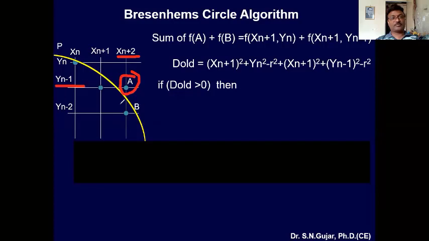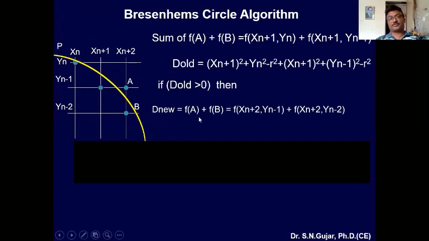And what is the coordinates of this B? This is xn plus 2, yn minus 1, yn minus 2. Okay, now proceed for the next one then. So here you have to put this point on your equation, that is d new is equal to f of A for B, so that the point is the same. I have selected this xn plus 2, yn minus 1 and xn plus 2, yn minus 2.